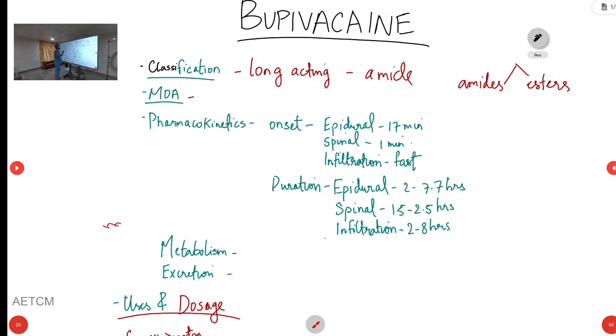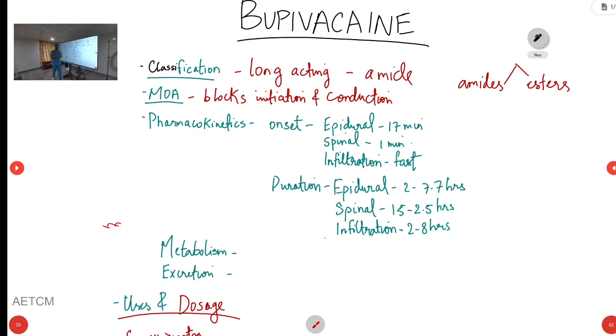So, the mechanism of action. It inhibits nerve impulses. It inhibits sensory action more than motor action, so the sensory nerve impulses are inhibited more. It blocks the initiation and conduction of these nerve impulses. How does it occur? It occurs by changing the permeability of the neuronal membrane. The sodium channels are basically blocked.